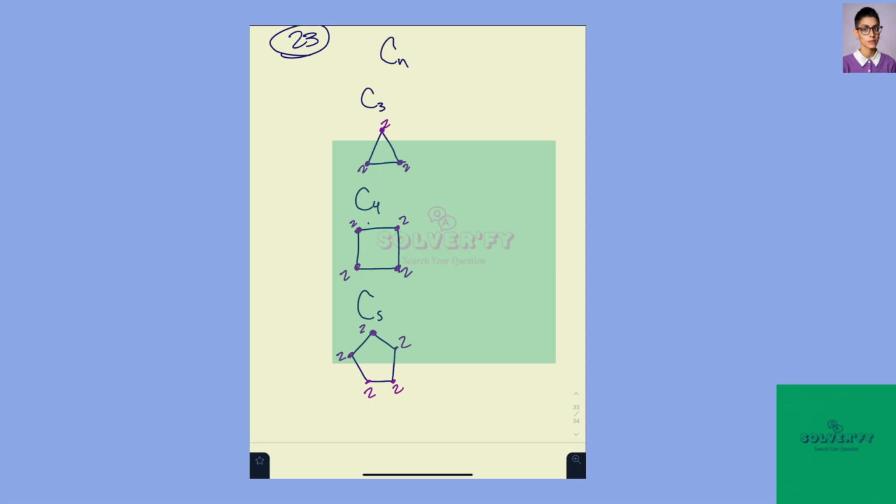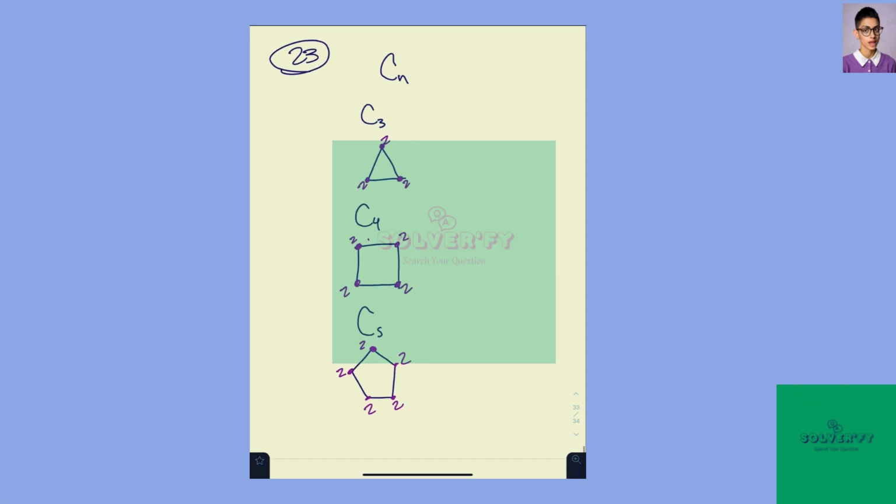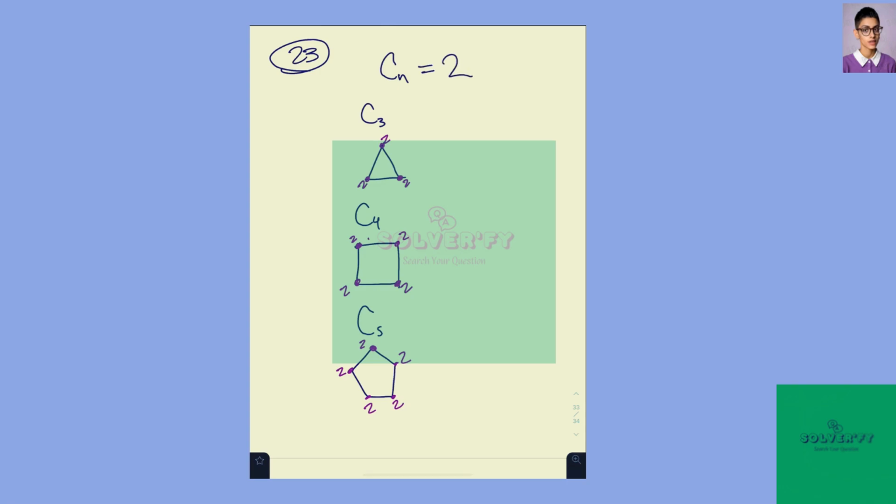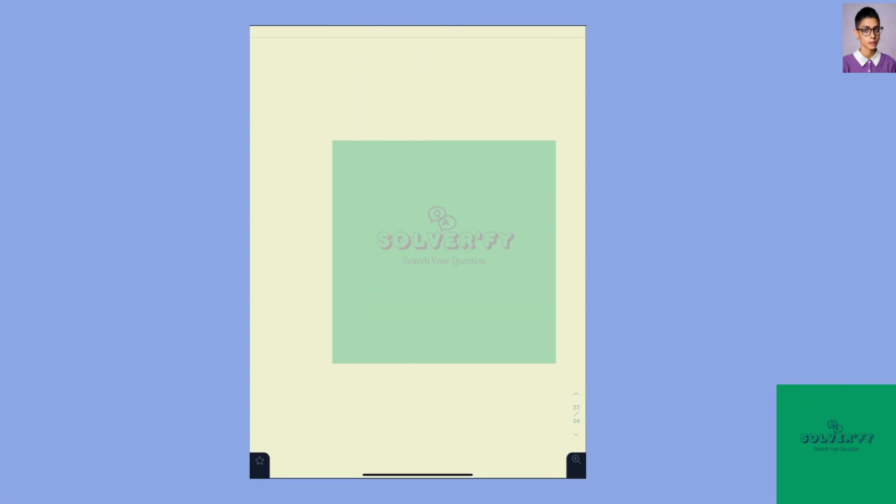So based on that, we know that the edge chromatic number of Cn equals 2. Then let's talk about Wn.